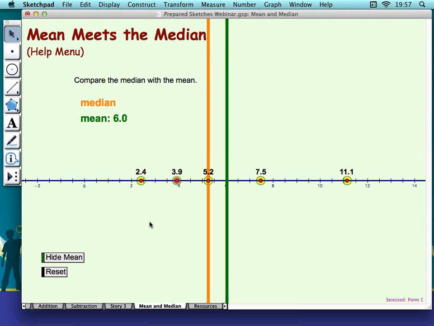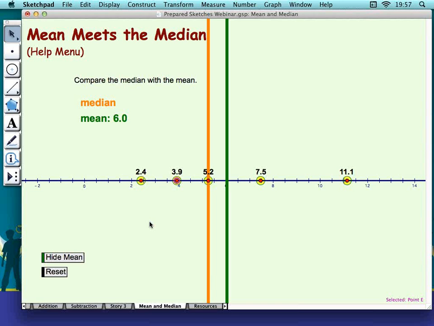So this activity actually has 2 pages to it, one of which has an odd number, 5 data points, and one of which has 6, just so that you get to experiment with both even and odd numbers of data points and see how the difference between those two affects the value of the median.